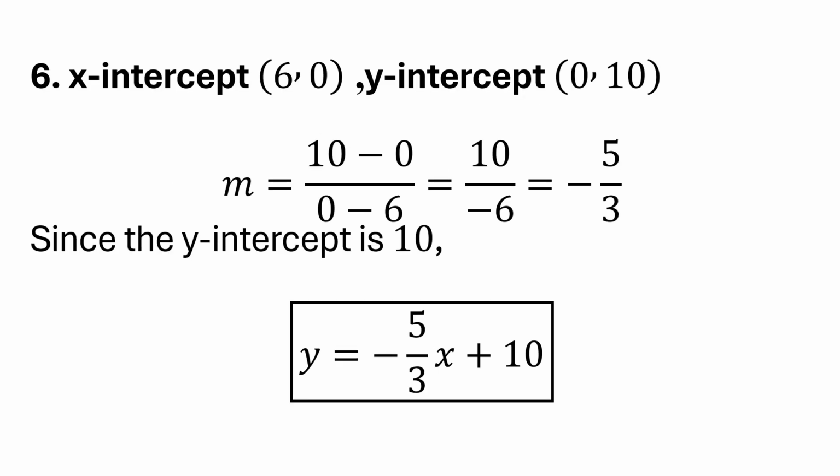The line passes through (6, 0) and (0, 10). The slope is 10 divided by negative 6, which simplifies to negative 5/3. Since the y-intercept is 10, the equation is y equals negative 5/3 x plus 10.